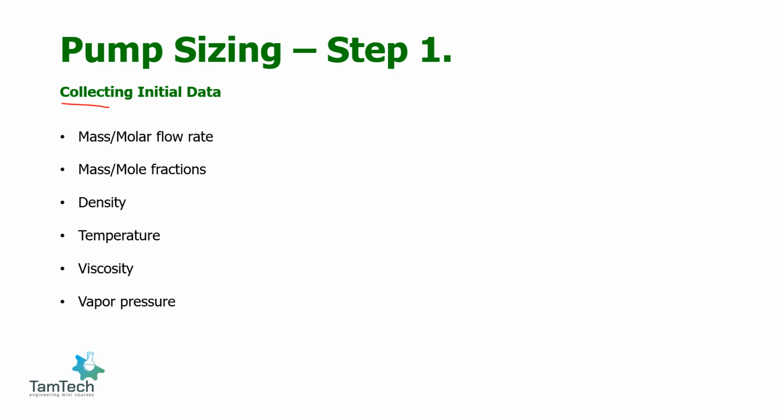Step 1 is collecting initial data. It includes flow rate, composition, density, temperature, viscosity, vapor pressure, etc. These affect how the fluid flows and how much energy is needed to move it. But at the same time, we need system details like pipe diameter, pipe lengths, and fittings like valves, elbows, etc. Sometimes not all data is available. That's why, as engineers, we need to make assumptions. They should be based on our experience or reliable sources from literature.